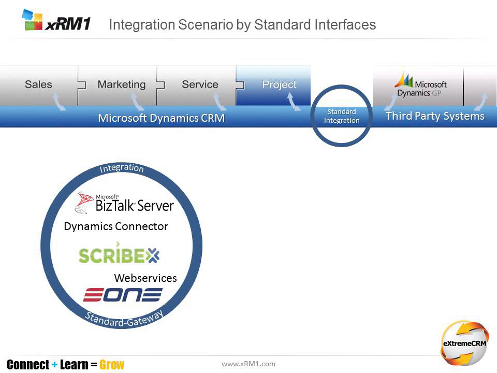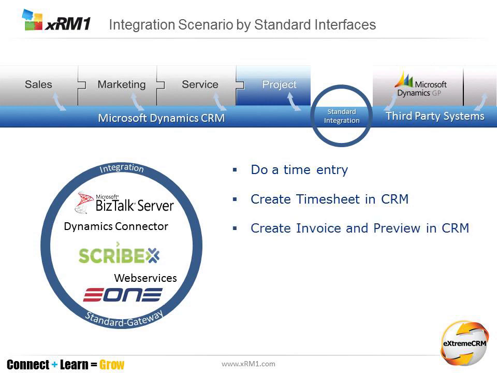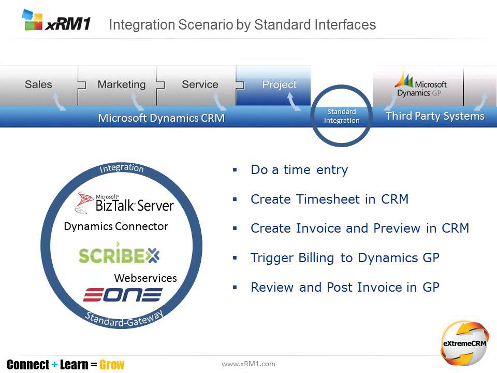Okay, great. And just for you to know what the process will be: we do a time entry, then we create a timesheet in CRM, we create an invoice and a preview of this invoice in CRM, then we trigger the billing and hand it over to Dynamics GP. Correct. And then we review and post the invoice in GP, and after that we update the invoice in CRM. So that's what we want to show to you, and I now just hand over the cable to you.